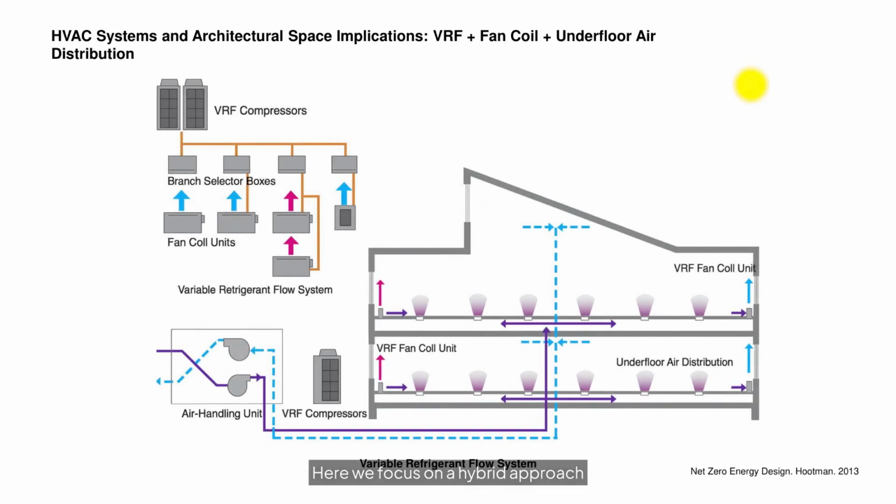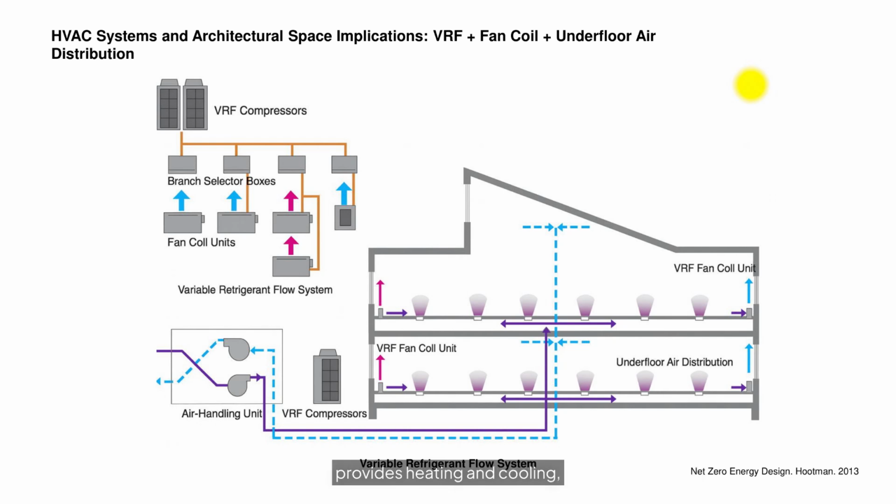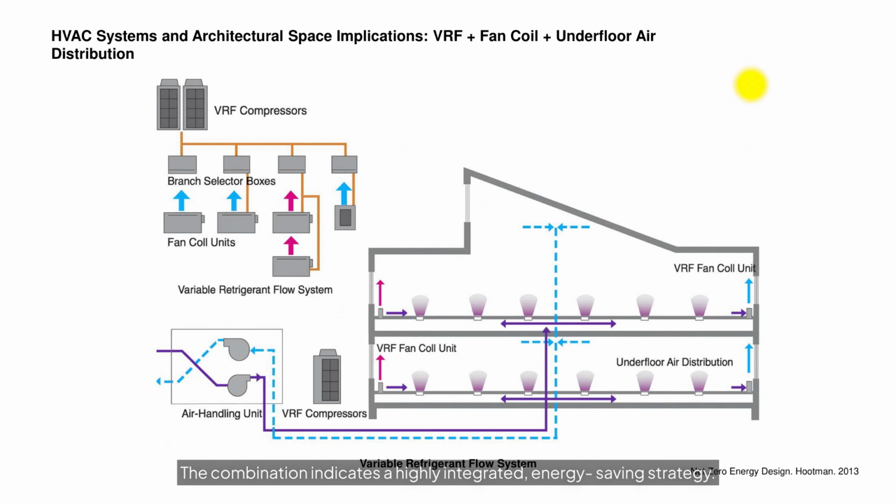Here we focus on a hybrid approach combining variable refrigerant flow (VRF) technology with underfloor air distribution. The slide illustrates a system where a VRF and fan coil unit system provides heating and cooling, and conditioned air is delivered via an underfloor plenum. The combination indicates a highly integrated energy-saving strategy.